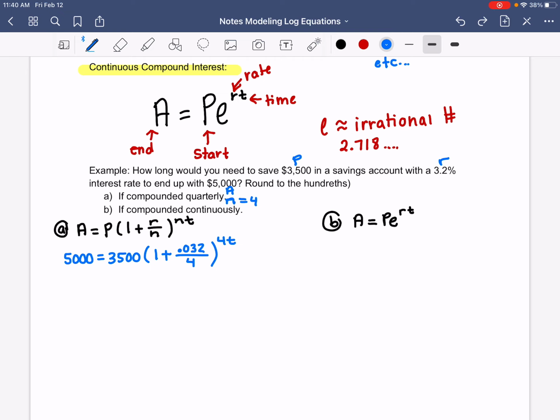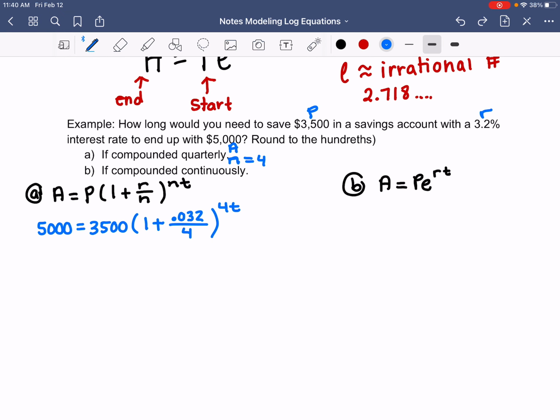All right, so the first thing I'm going to do is get rid of the number that's in front here. I do want to switch sides. I don't have a whole lot of room, so I'm going to divide and switch sides at the same time. I'm going to divide both sides by the 3,500 to get rid of that piece attached to my exponential part.